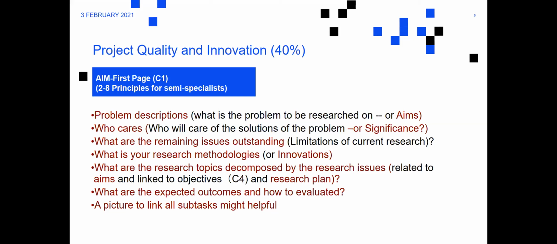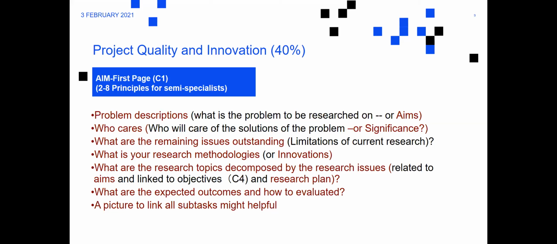And later on, we just talk about how to solve it. And that is, I believe, important in the first page you mentioned here. If you have space, you need to talk about what is the expected outcome and how to evaluate. But sometimes you don't have enough space. If you have a picture to link all the subtasks, that will help, because people have a full picture from the first page. In the first page, just claim, no justification.